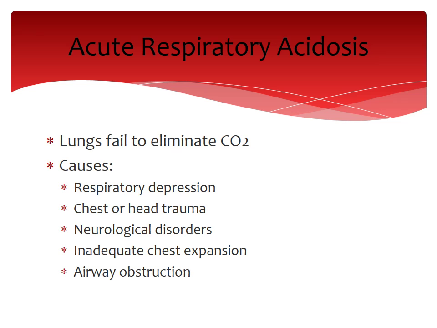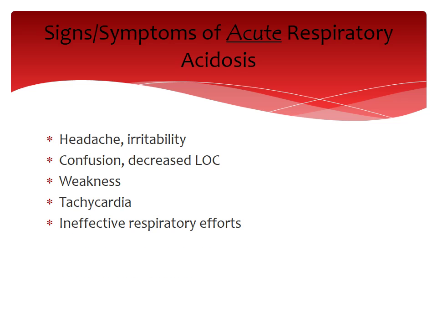They may have increased dead space and they're holding on to too much CO2. They might have a neurological disorder or they have inadequate chest expansion or inadequate diaphragmatic movement, or there's an airway obstruction present. Okay, so they have too much CO2 in their blood. Things to look at for acute respiratory acidosis. The big one is going to be decreased level of consciousness.